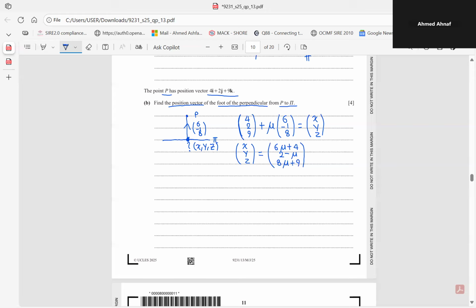So this would be 6 times x, which is 6 mu plus 4, minus y, which is 2 minus mu, plus 8z, which is 8 times (8 mu plus 9), equals negative 7. Okay, so now let's expand everything out. So 6 times 6 mu, that's 36 mu. And 6 times 4, that's 24. Minus (2 minus mu), that's plus mu. Plus 8 times 8 mu, that's 64 mu. Plus 8 times 9, that's 72, equals negative 7.